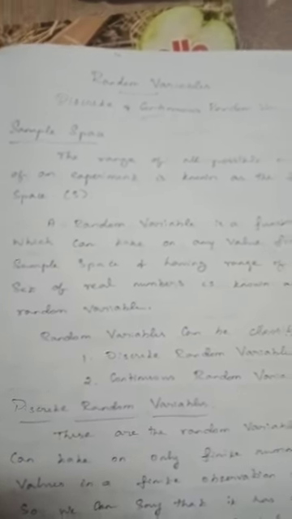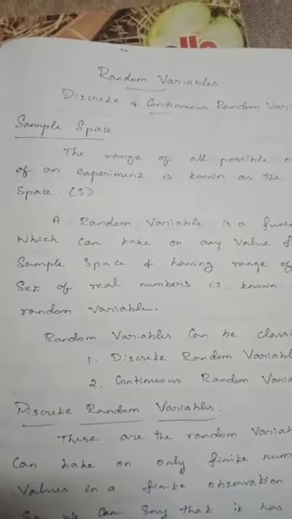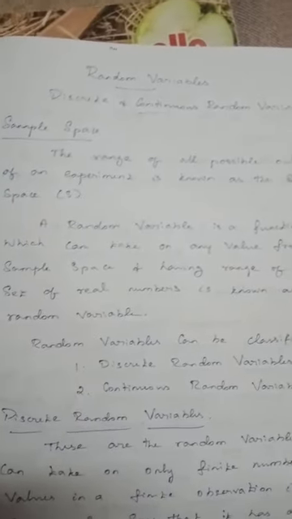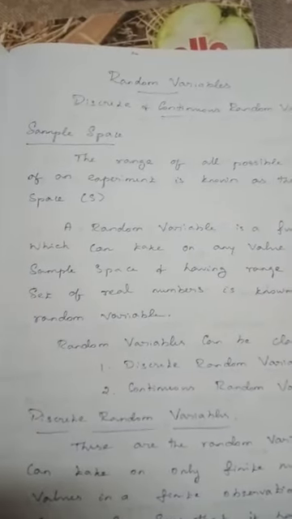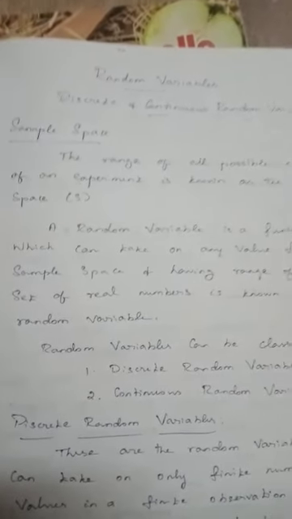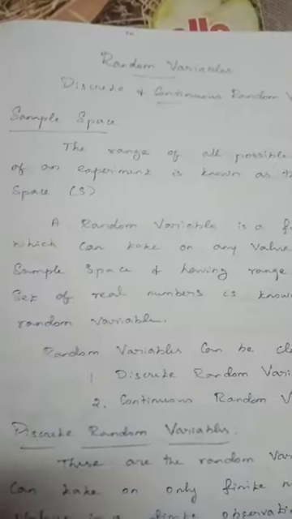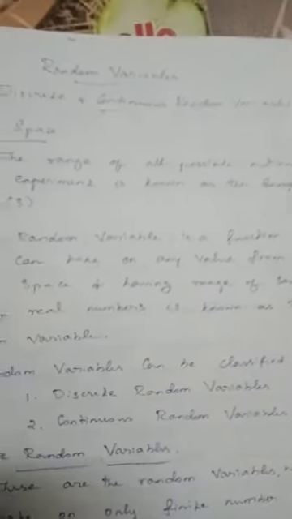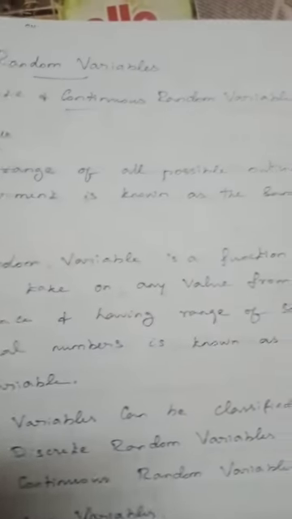So in this video, let's see about discrete random variables and continuous random variables. Before entering into the topic, let's see what is a sample space. Sample space is nothing but the range of all possible outcomes of an experiment.